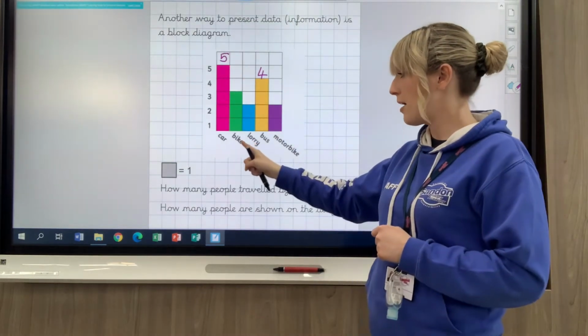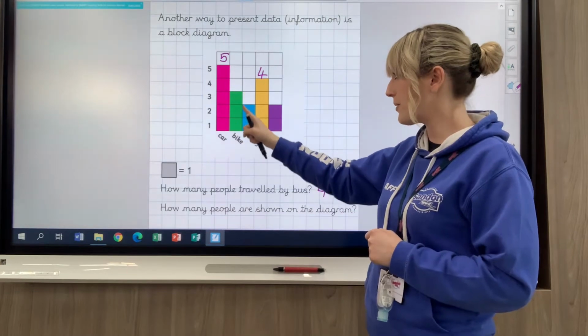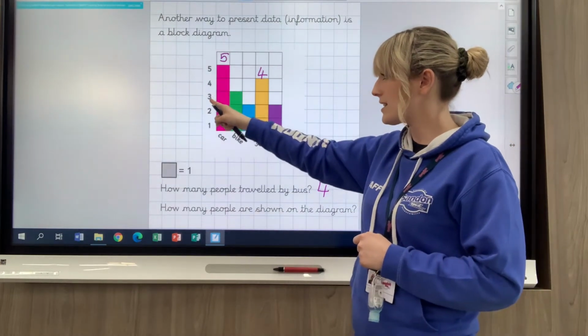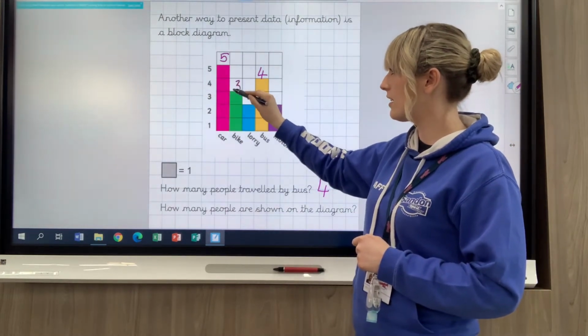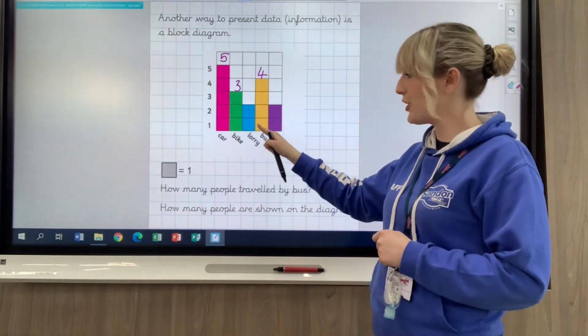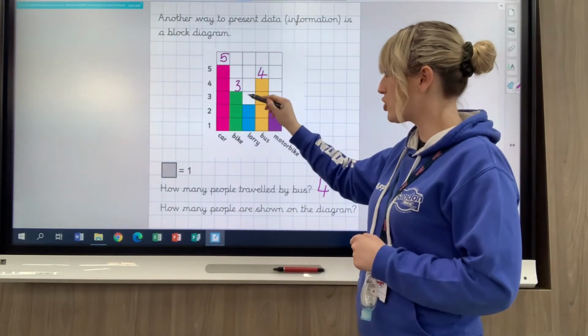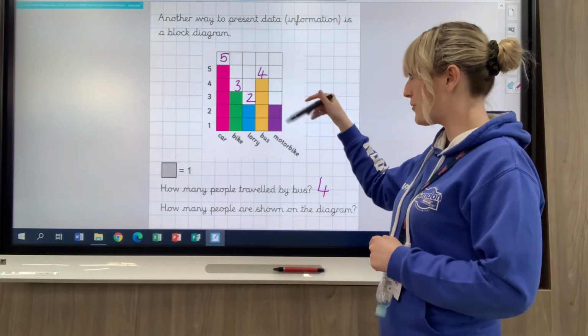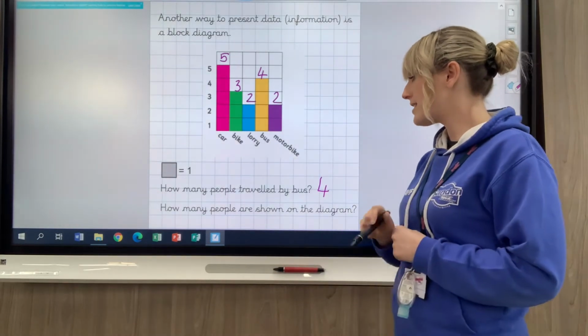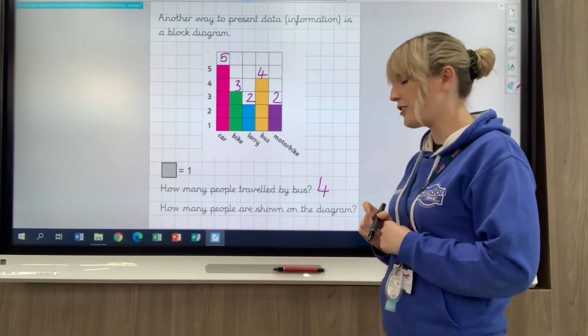Okay, let's go to bike, so with the green block. So we can go to the top and see it's 3. Okay, straight away the blue lorry you can see is 2, and the same again for motorbike, another 2. So it says how many people are shown on the diagram.